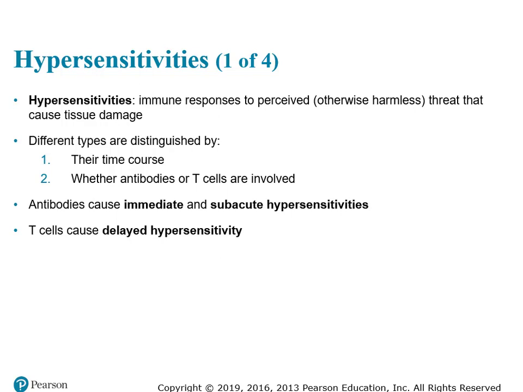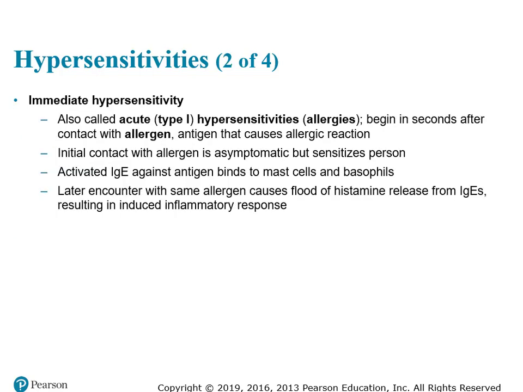Hypersensitivity is where you're reacting too much, right? It becomes a threat of tissue damage. There are different types of hypersensitivity based on how long it takes to react and based on whether antibodies or T cells are involved. Antibodies are usually fast because they're free floating. So immediate and subacute hypersensitivities are antibody caused. The later one, delayed hypersensitivity, is where your T cells help.